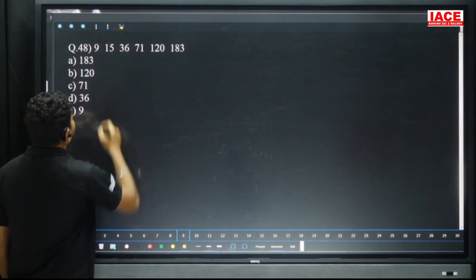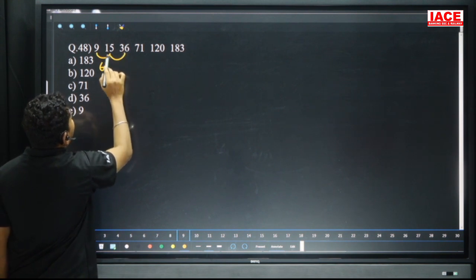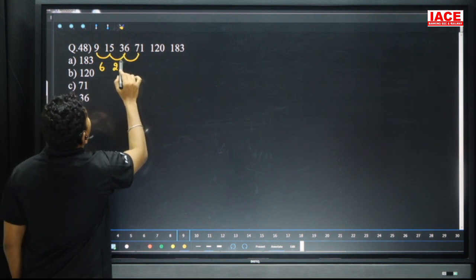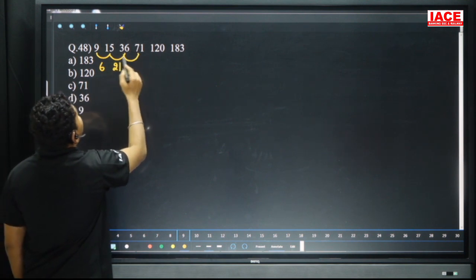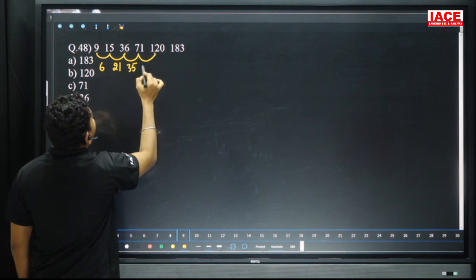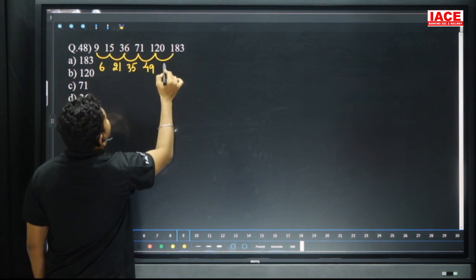And coming to the next, 9 became 15, 6 added. 15 became 36, how much added? It is 21 added. And 36 became 71, how much added? 40 added? It should be 76, but 35 is added. And next it is added 49. And next it is added 63.